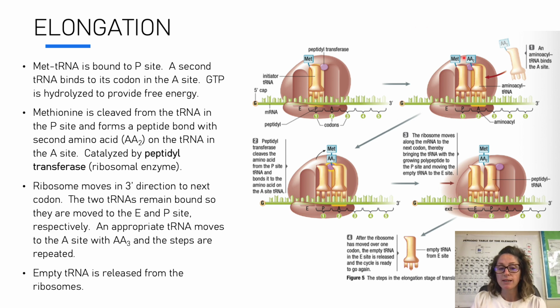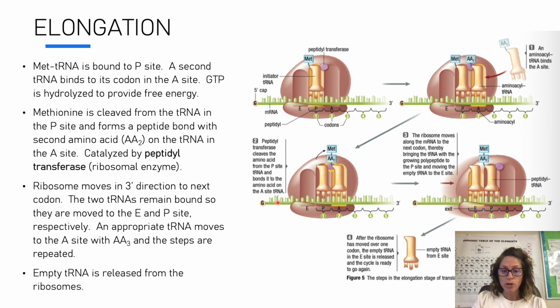The methionine is cleaved from the tRNA in the P site, and then it forms a peptide bond with that second amino acid on the tRNA in the A site. So it's moving from here, and it's going to get added to this amino acid. This is catalyzed by an enzyme that's part of the ribosome, called peptidyl transferase. Peptidyl transferase, because it's going to be transferring whatever growing peptide there is to the new amino acid.